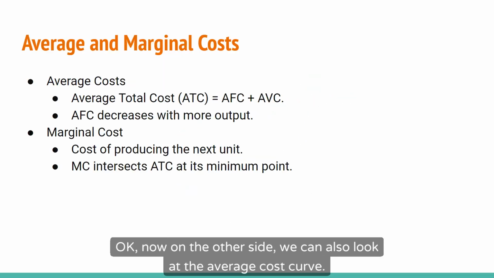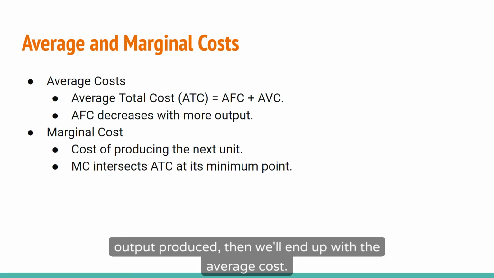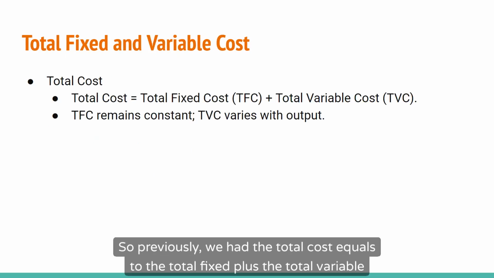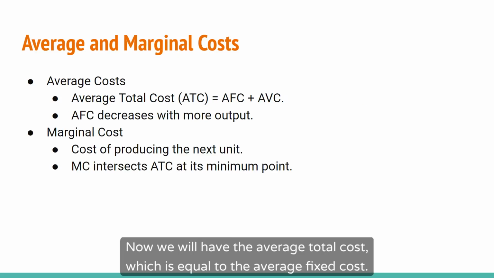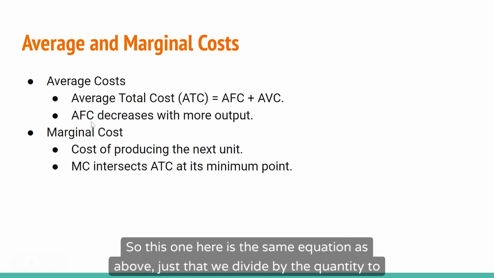Okay, now on the other side, we can also look at the average cost curve. So if we were to divide all the cost by the quantity produced, by the units of output produced, then we'll end up with the average cost, right? So previously, we had the total cost equals the total fixed cost plus the total variable cost. Now, we will have the average total cost, which is equal to the average fixed cost plus the average variable cost. All right, so this is the same equation as above, just that we divide by the quantity to get the average.